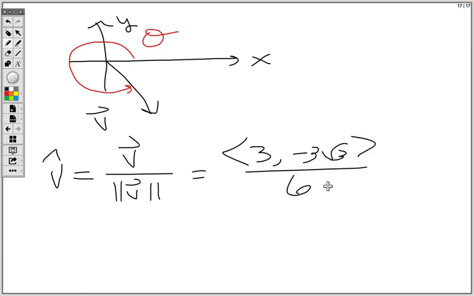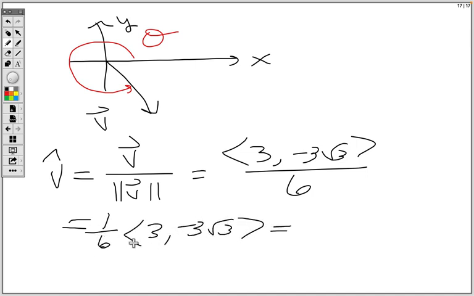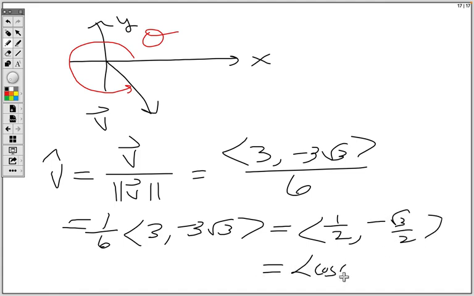You're like, well, wait a minute, Stitzy. We never talked about how you divide a vector by a number. But remember, there is no such thing as division. You're always multiplying by the reciprocal. So when we write something like this, what we actually mean is we're going to take the scalar 1/6 and then do the scalar multiplication. A sixth of 3 is a half. A sixth of negative 3 root 3 is negative root 3 over 2. And then this is our cosine theta, sine theta.